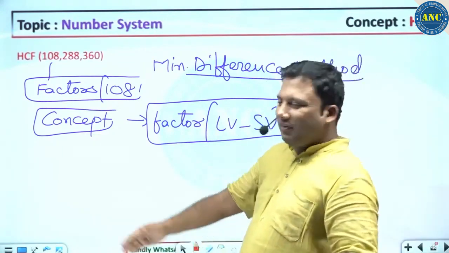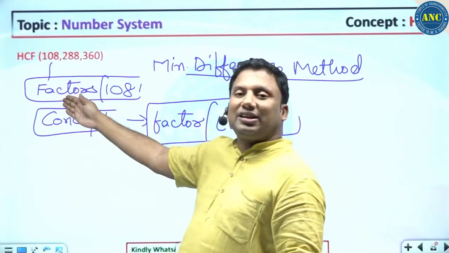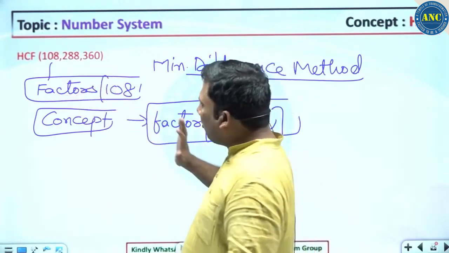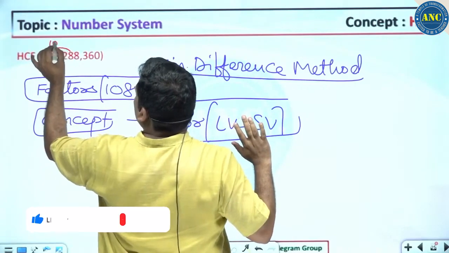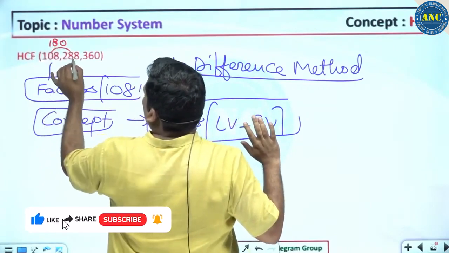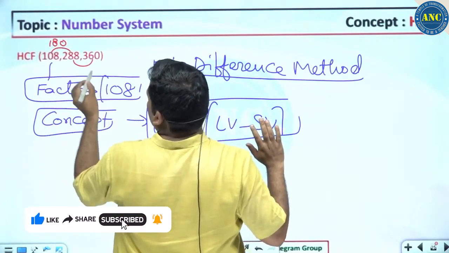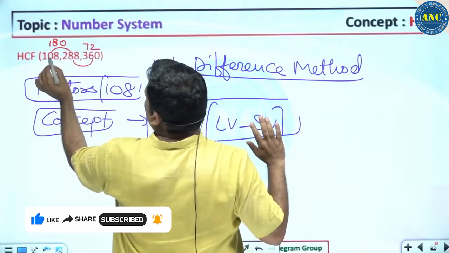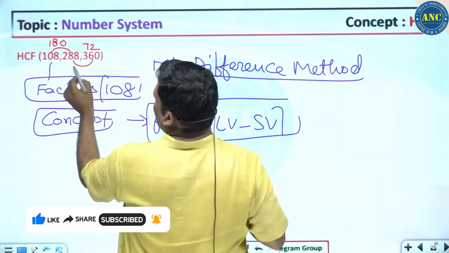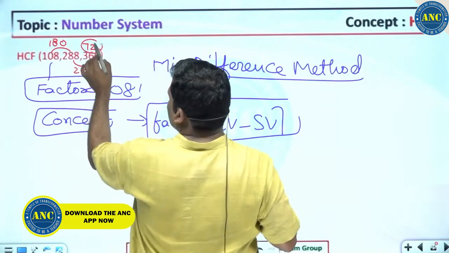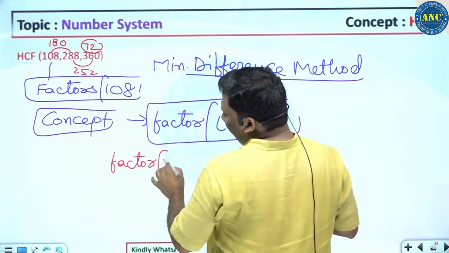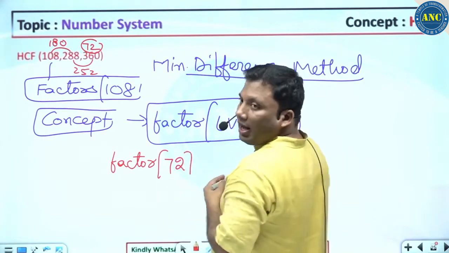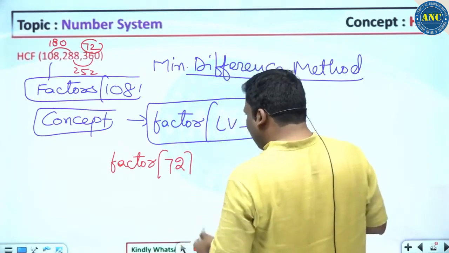What is the minimum difference? Here I would have to take the factors of 108. Now the minimum difference: 108 to 288 is 180. 288 to 360 is 72. 108 to 360 is 252. The answer will be a factor of 72.